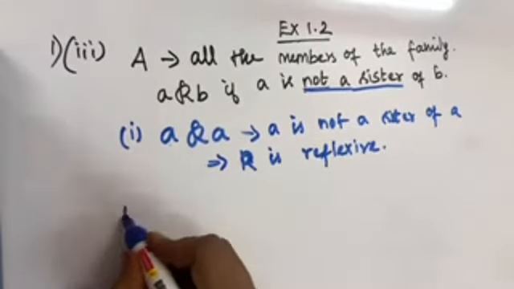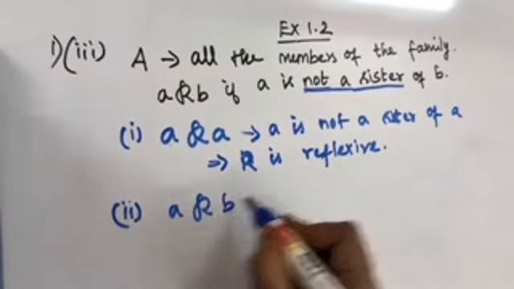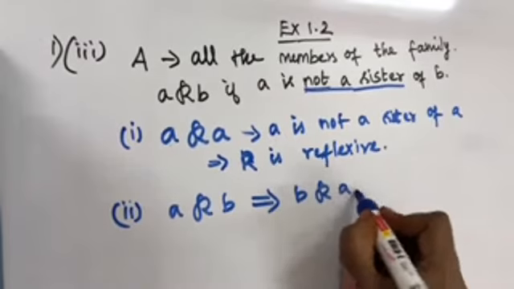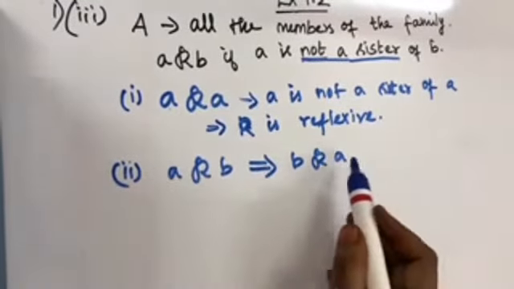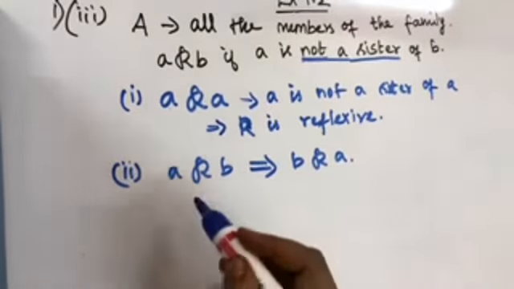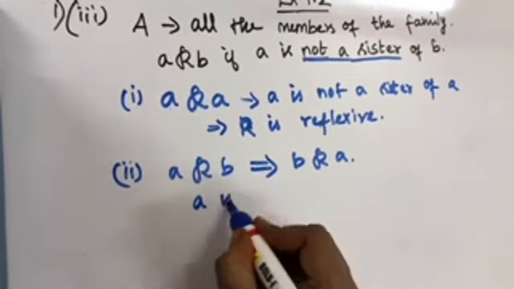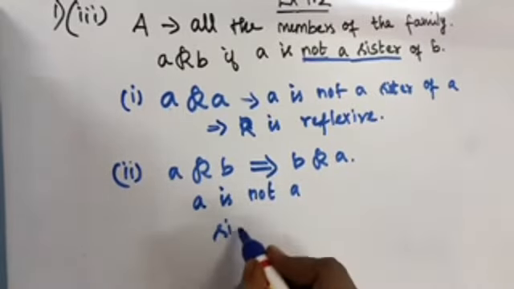Okay, we can take the second one. A is related to B. Does it imply B is related to A? That's what we have to prove, right? If A is related to B, and B is also related to A, then this condition is symmetric. So if A is related to B, it means A is not a sister of B.